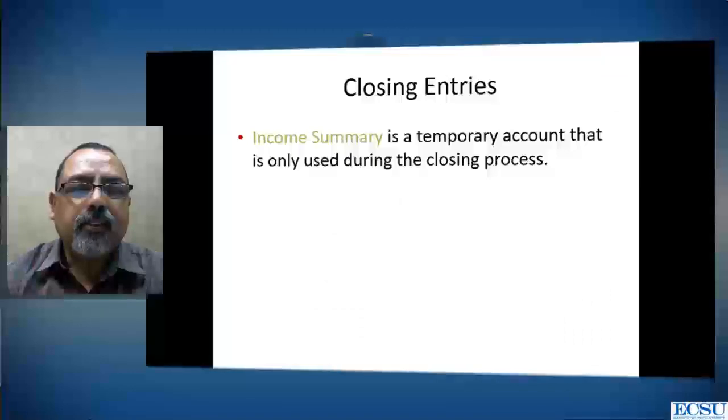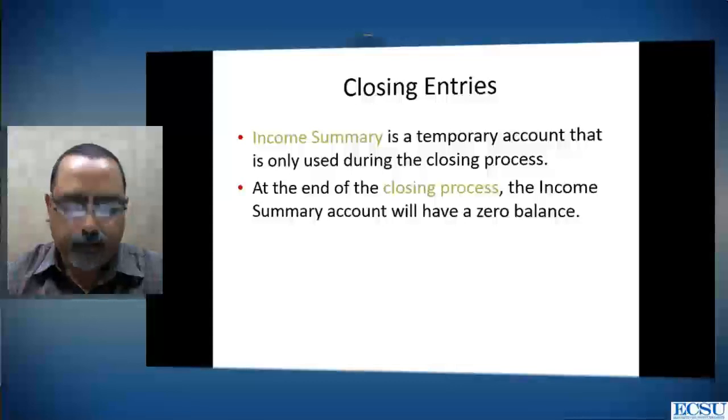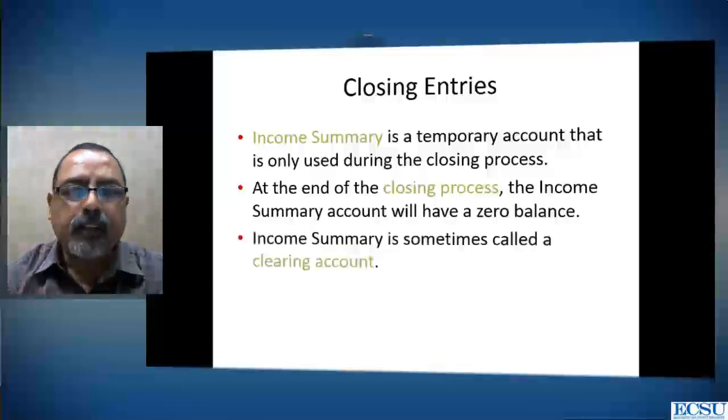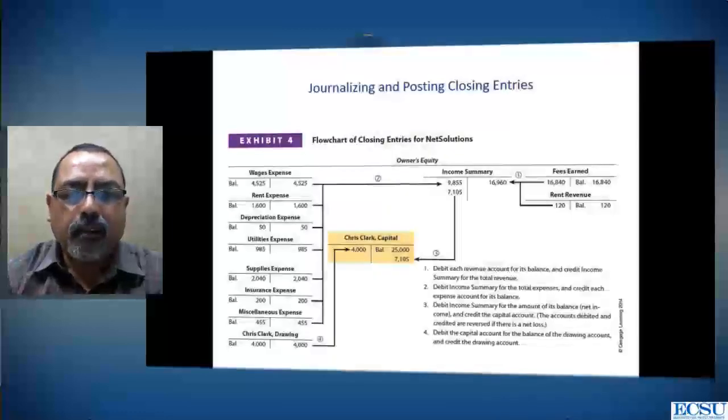Now, as I said to you, income summary is a temporary account that is only used during the closing process. At the end of the closing process, the income summary account will have a zero balance and it needs to be closed. Sometimes income summary is also called a clearing account because we are trying to clear out the temporary accounts by using this account. So this is the process as you can see.